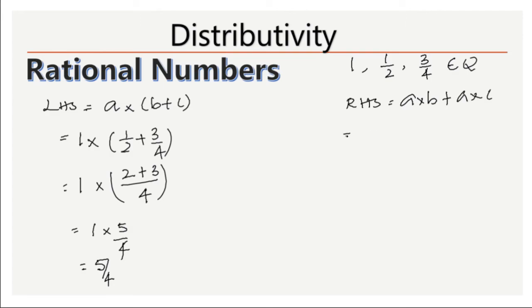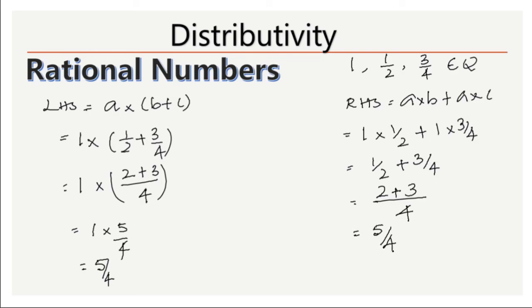In the right hand side we have 1 to be multiplied to 1 by 2 plus 1 to be multiplied to 3 by 4. I get 1 by 2 plus 3 by 4. LCM is 4. We get 2 plus 3, which is 5 by 4. So the left hand side and the right hand side are equal. Hence, the distributive property of multiplication over addition is verified in the set of rationals.